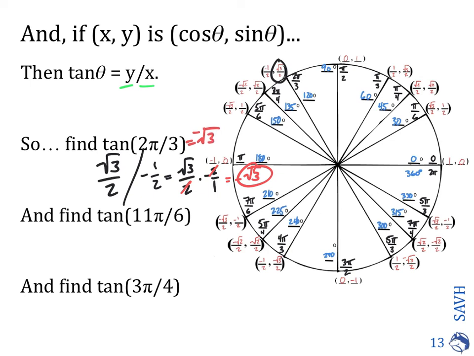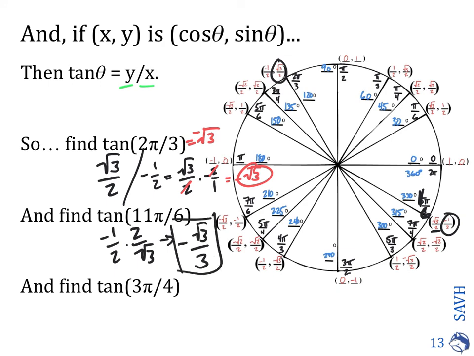Tangent of 11 pi over 6, I'm just going to do one more. Well, first we have to find 11 pi over 6, and I made a mistake. Oh, this is 11 pi over 6. Sorry. 11 pi over 6 is over here. We're going to take our -1/2, and we're going to multiply by the reciprocal of the y value, which is 2/√3. And this is going to give us -√3/3. You can try this one on your own.